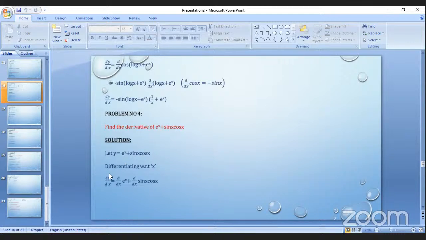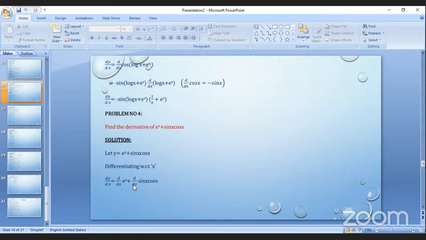By differentiation with respect to x, dy by dx is d by dx of e power x plus d by dx of sin x into cos x. Observe this: d by dx of e power x is e power x, plus d by dx of sin x into cos x.